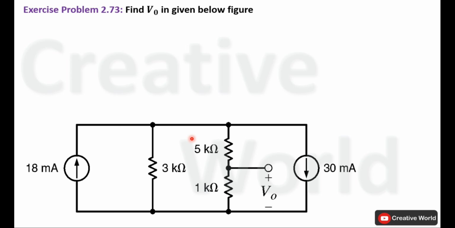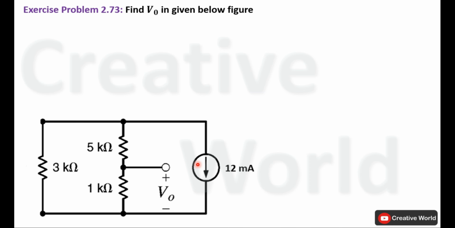There are two nodes inside this network. One is this and the other one is this. On this node, one current of 18 milliampere is entering and the other current of 30 milliampere is leaving from this node. So first of all, we will calculate their equivalent current by subtracting 18 milliampere from 30 milliampere because of opposite direction to each other. The resultant current will be 12 milliampere and it will be leaving from this node because the higher value of current was leaving from this node. Now the circuit is simplified.